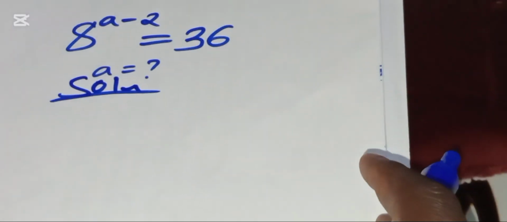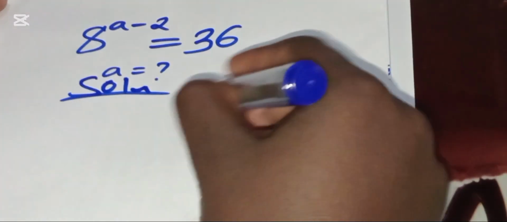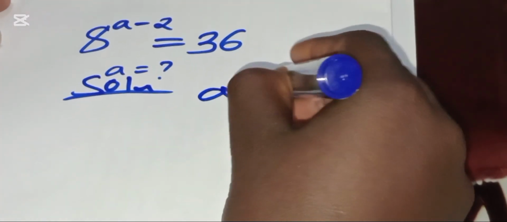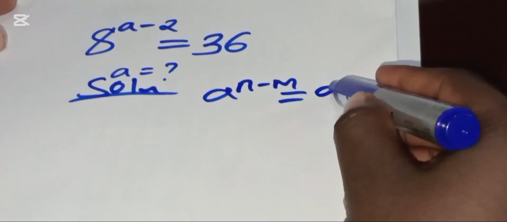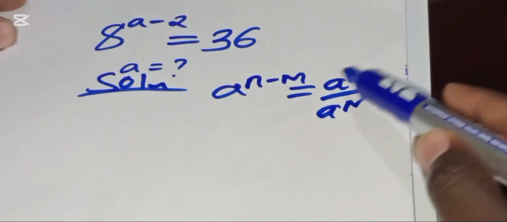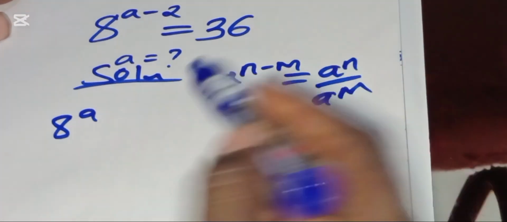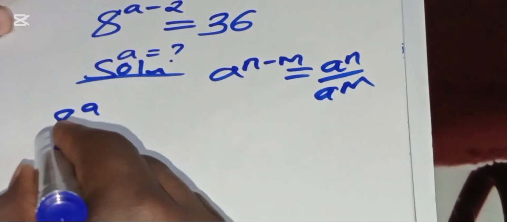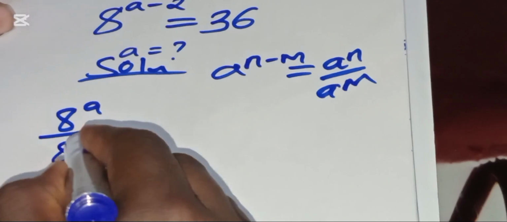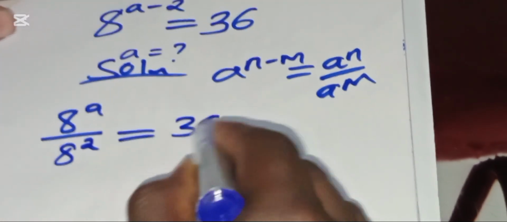Now 8 raised to power a subtract 2, this is actually in the form of a raised to power n minus m, which you can express as a raised to power n divided by a raised to power m. So let's apply this identity. Applying this indices identity, we'll have 8 raised to power a divided by 8 raised to power 2, that is 8 squared. This is equal to 36.